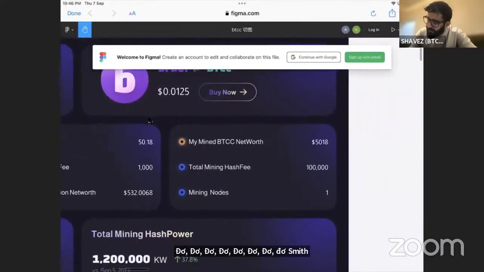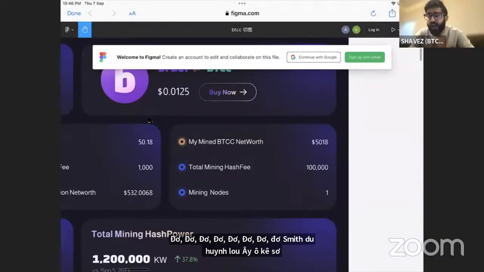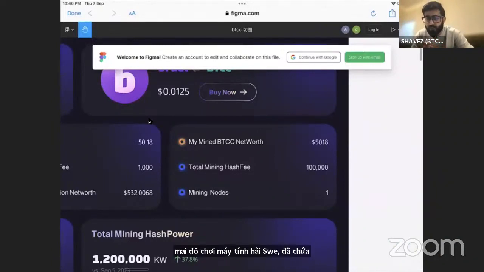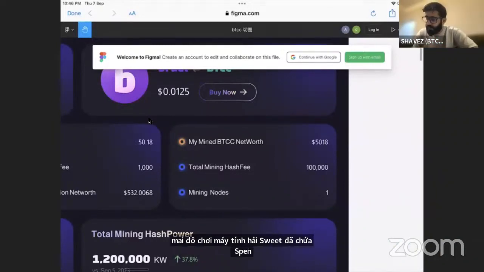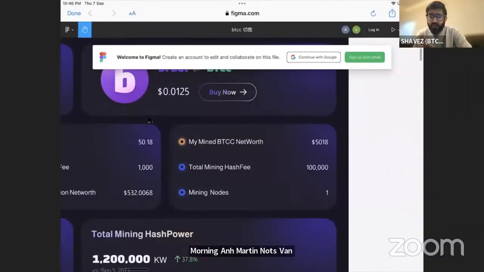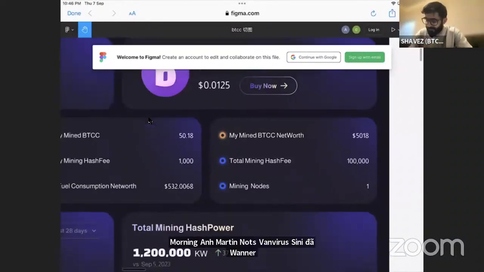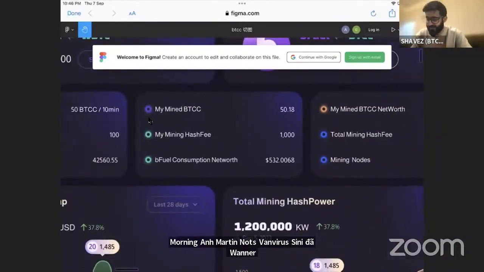So it's your mined BTCC net worth. This is the value of the BTCC you have mined. Total mining hash fee that you spent throughout your mining journey. And mining nodes, one, because initially there is just one node. I know everyone wants to become a node, but it's not possible right now. I'll show you the node today. Okay.